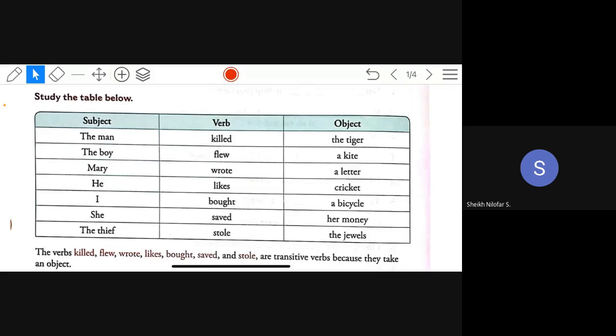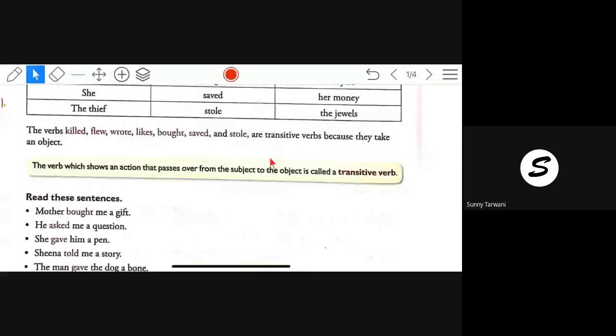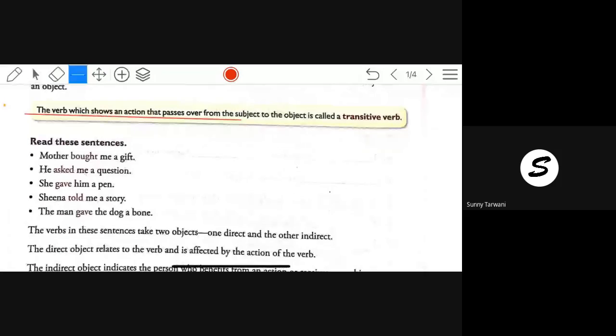Transitive verbs. Okay. So here is the definition you have to learn. The verb which shows an action that passes over from the subject to the object is called a transitive verb.